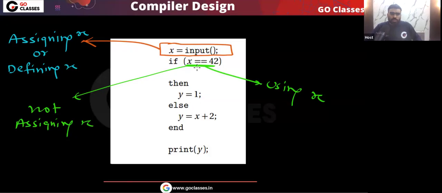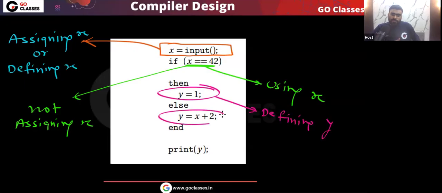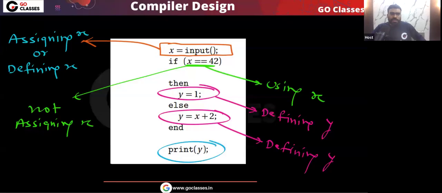I hope you understood. So you are just doing the comparison: is x equal to 42? Here you are defining y. Yes or no? Here also we are defining y. Is this clear? And what are we doing here, using or defining? We are using y. We are not defining, we are not assigning, we are using y. I hope you understood.